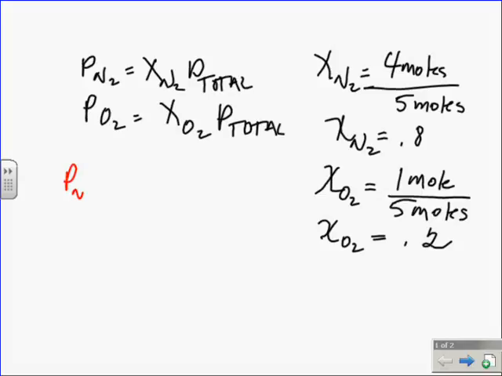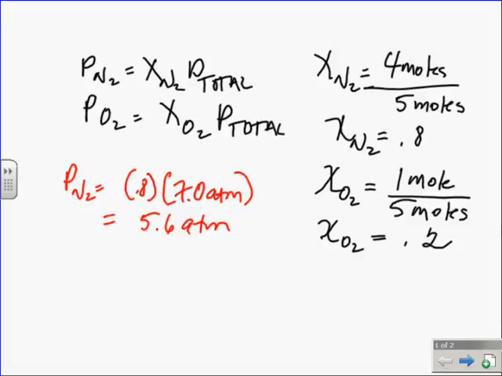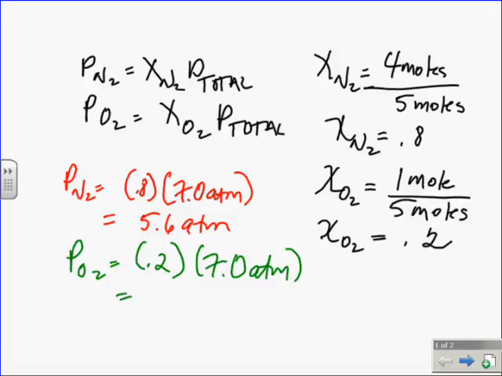The partial pressure of nitrogen is equal to its mole fraction, which is 0.8, times the total pressure, 7.0 atmospheres. Therefore, the partial pressure of nitrogen is 5.6 atmospheres. Partial pressure of oxygen is equal to its mole fraction, 0.2, times the total pressure, 7.0 atm. The partial pressure due to oxygen is 1.4.